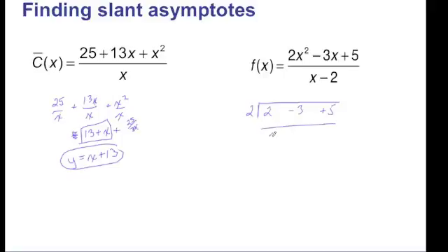Dividing, bring down the 2. 2 times 2 is 4. Add is 1. Multiply is 2. And we'll get a 7. So this would be 2x plus 1 plus 7 over x minus 2, since it was really dividing by x minus 2. This then becomes our slant asymptote, y equals 2x plus 1.